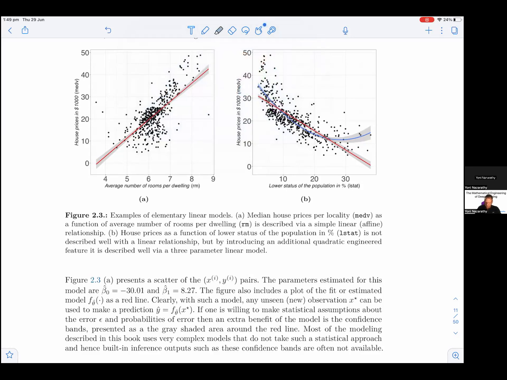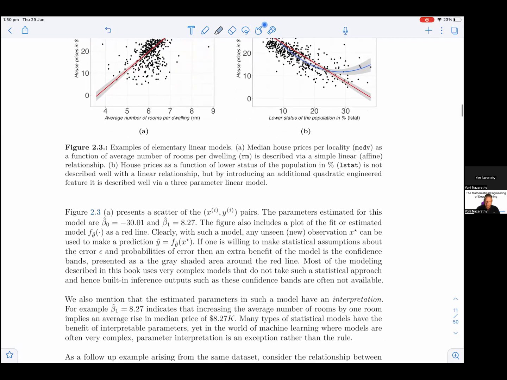Clearly, with such a model, any unseen new observation, x star, can be used to make a prediction y hat is f theta hat of x star. If one is willing to make statistical assumptions about the error epsilon and probabilities of error, then an extra benefit of the model is the confidence bands presented as the gray shaded area around the red line. Most of the modeling described in this book uses very complex models that do not take such a statistical approach, and hence built-in confidence outputs such as these confidence bands are often not available.